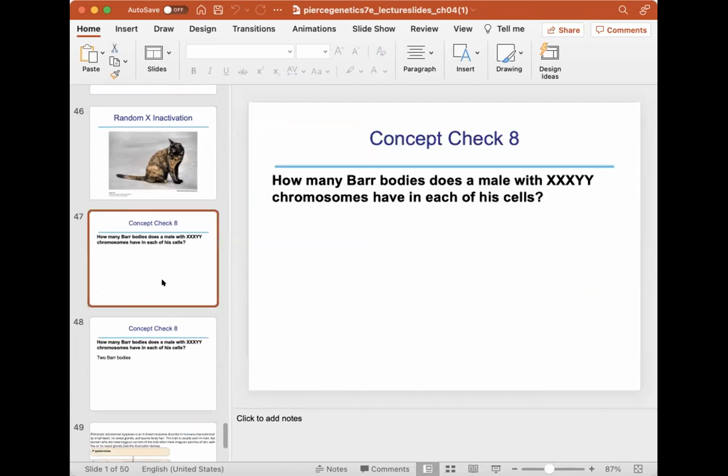Let me see. This one, right? Yes. All right, so how many Barr bodies does a male with XXXYY chromosomes have in each of his cells? So what do you guys think?